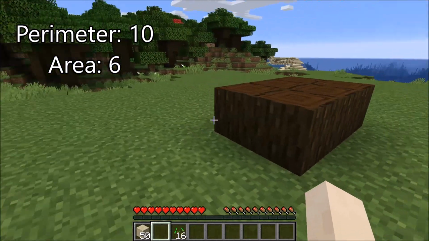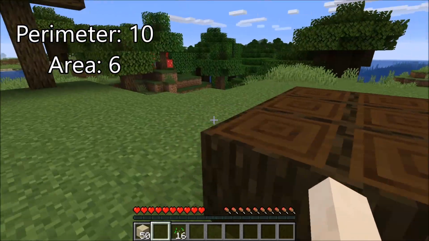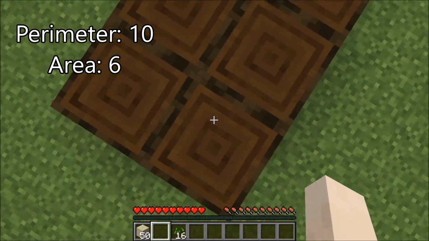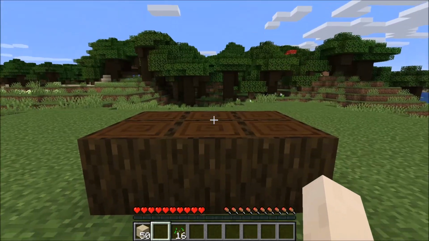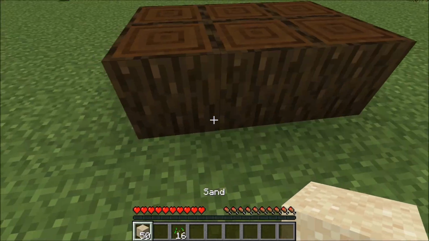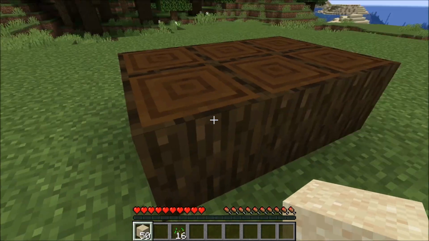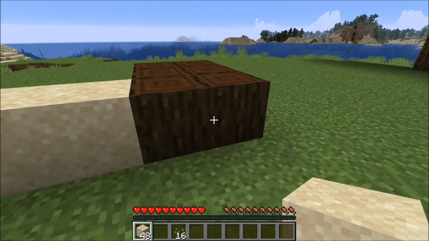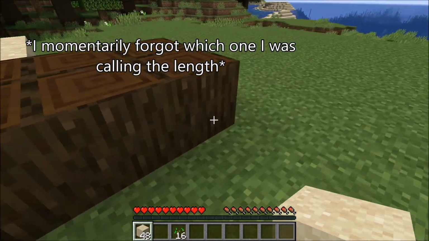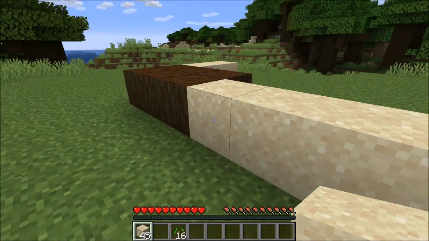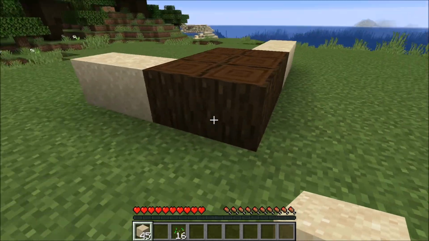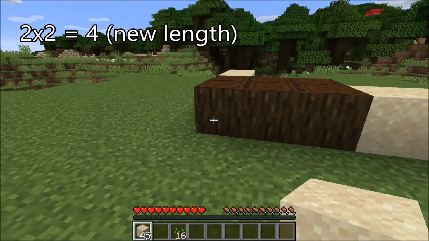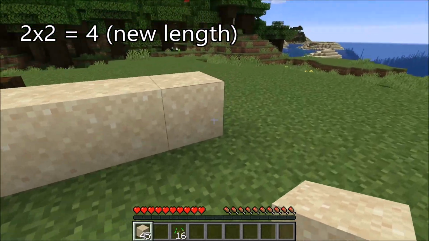So this thing has a perimeter of about 10 units, that's all the way around, and then it's got this area of 6 units inside of it. What we're going to look at today is what happens if we double the size of this rectangle, meaning double both the dimensions. So we're going to double the length, and we're going to double the width, okay? So we've doubled the length from 2 to 4, and we've doubled the width from 3 to 6.